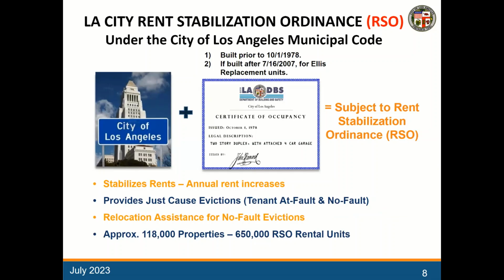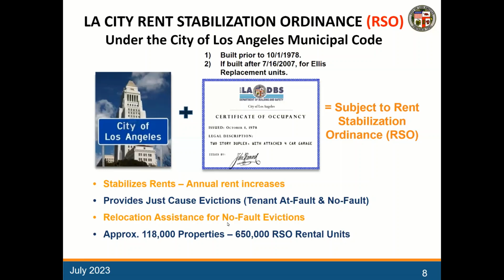Properties that are regulated by the Rent Stabilization Ordinance, or the RSO, are properties that generally have been built prior to October 1st of 1978. There are some exceptions to that date related to the Ellis Act. So if RSO units were previously demolished and new construction was completed on the same site, in some cases, that new construction will also be subject to the RSO.